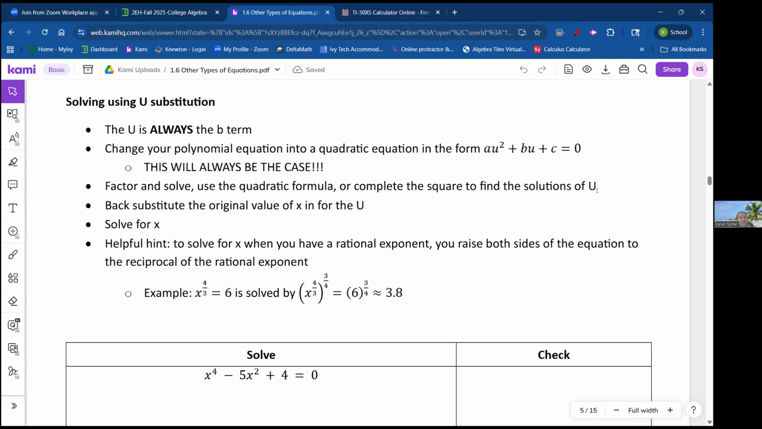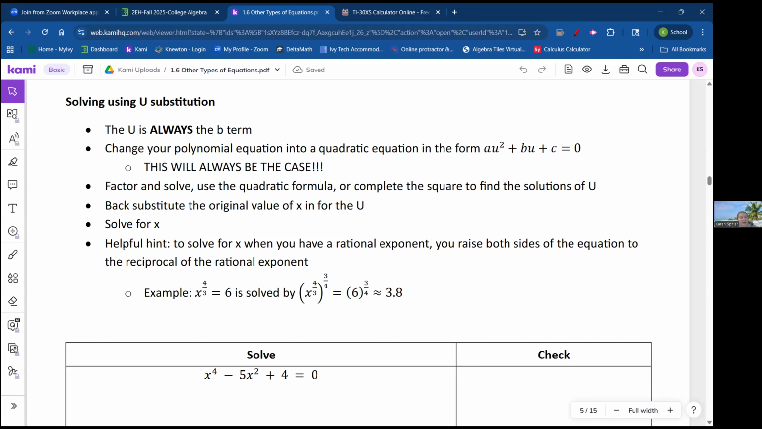So U substitution is assessed on your midterm, it's on your final, and it's on the quiz on Thursday. The reason being is that if Math 136 is not your final stop, you use U substitution in the next set of classes as well. Okay. Back substitute the original value of x in for the U, and solve for x.